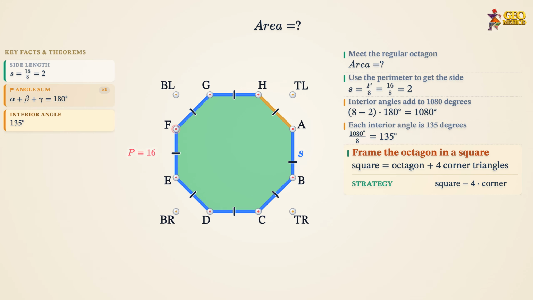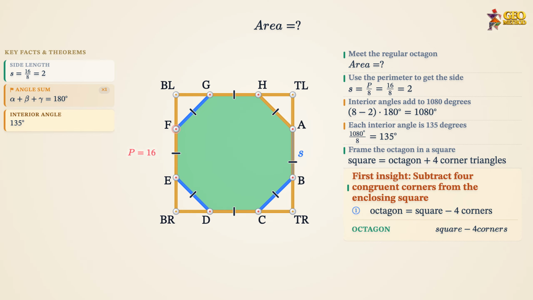Now enclose the octagon snugly inside a square. I extend the right and left sides and the 2 horizontal sides until they meet, marking 4 new corner points: top right, bottom left, and top left. Then I draw the 4 gold edges through them to close the square. Our first insight is this: subtract 4 congruent corners from the enclosing square.